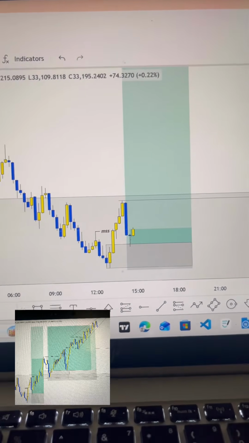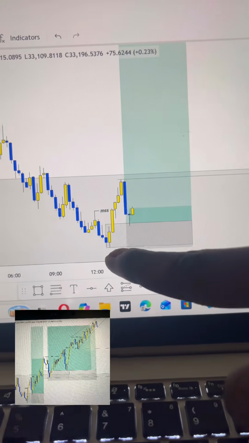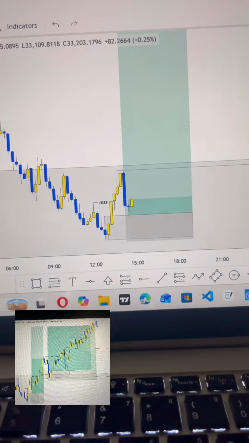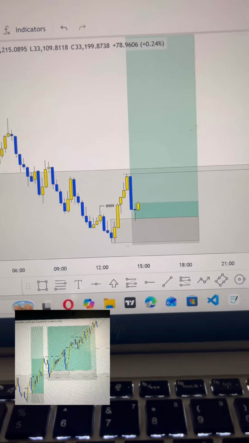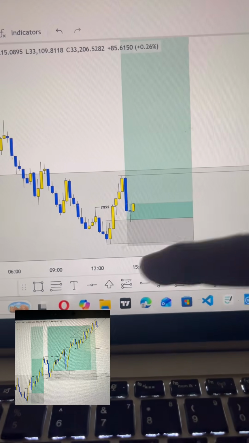Look at it. After the market mitigates this zone, the market was buying from my optimal zone, optimal demand zone. Look at the shift, my confirmation. Look at the order block.